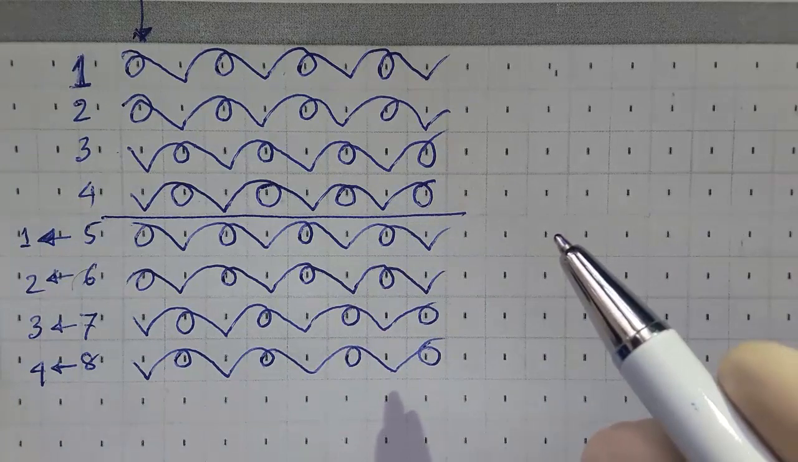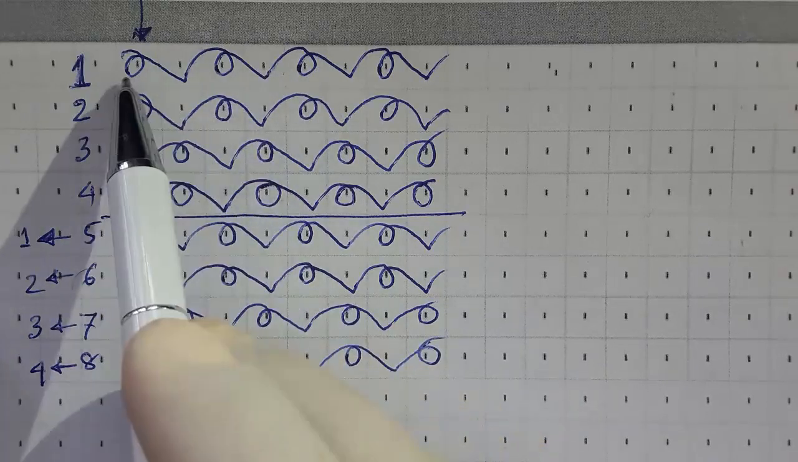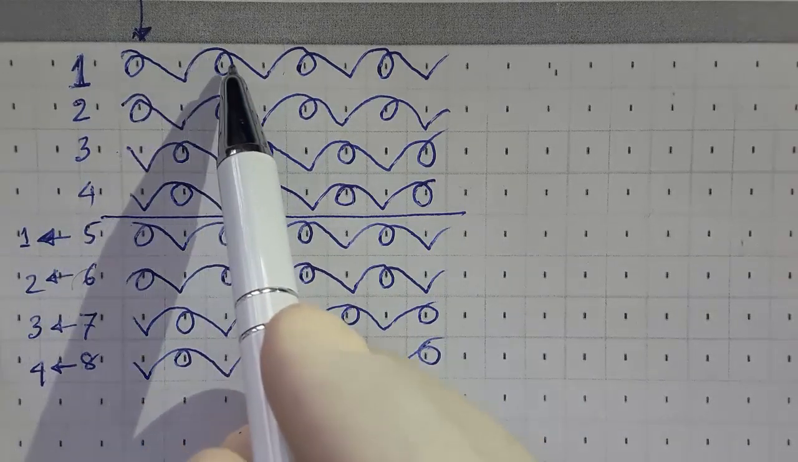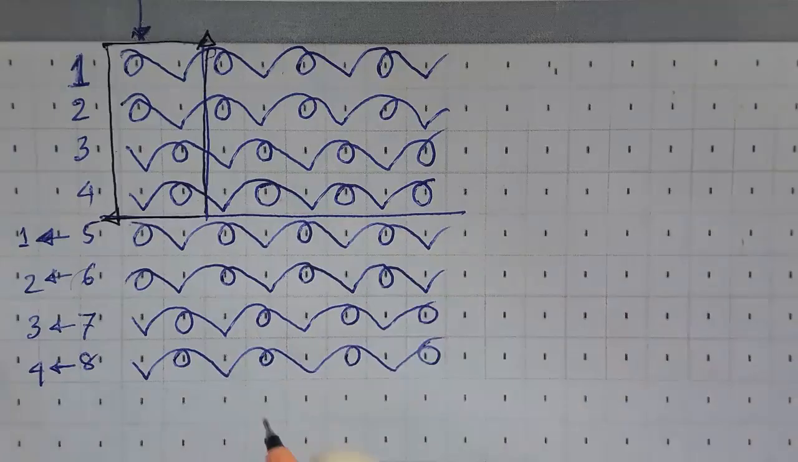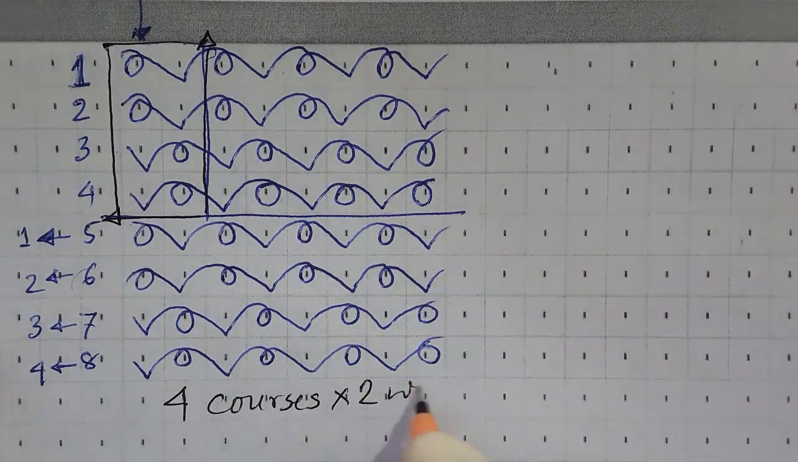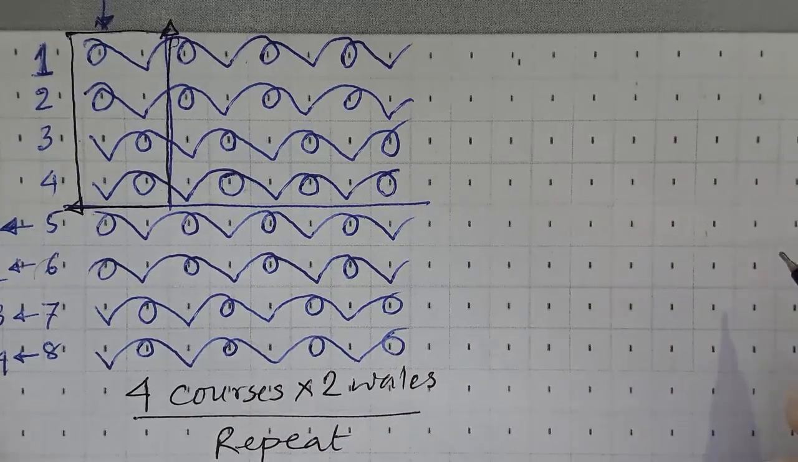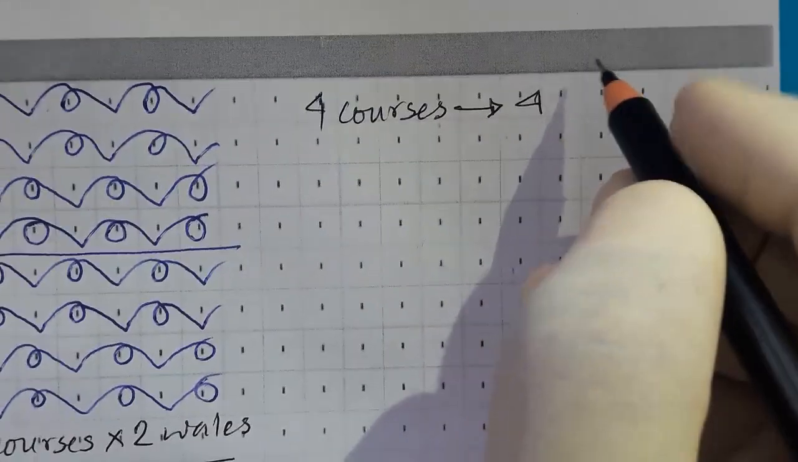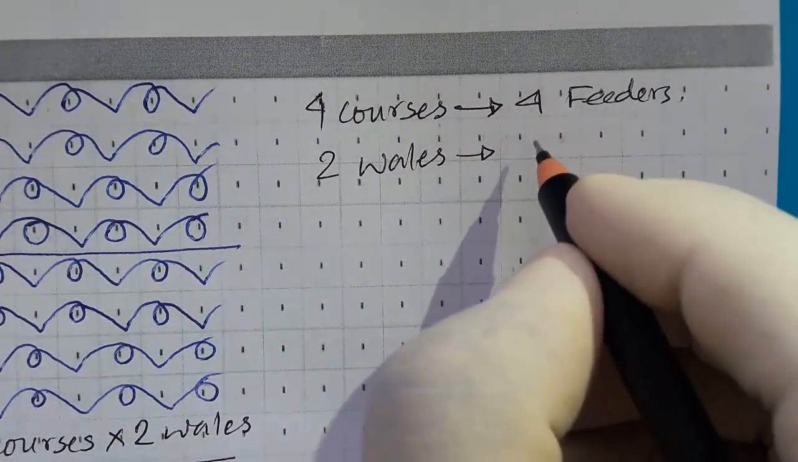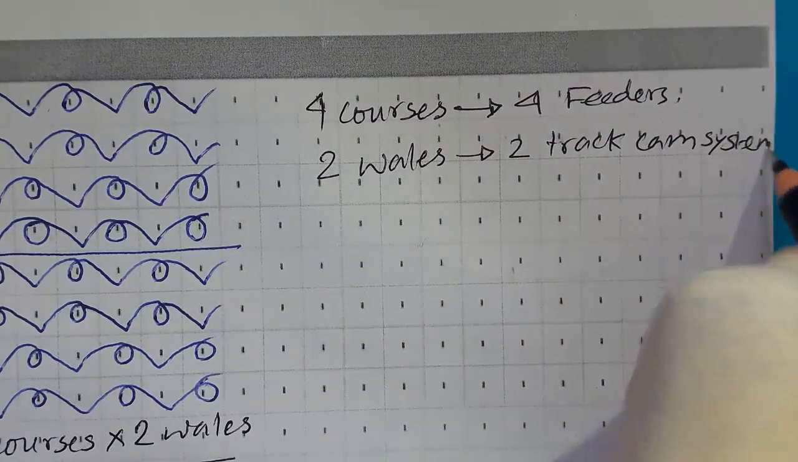Now we have to find the number of wales per repeat. As you see, knit, tuck, knit, tuck. So knit and tuck will be repeated again and again. So only 2 wales will be the repeat of this structure. So 4 courses and 2 wales is our repeat. Now from this repeat, we will find out the cam arrangement and needle arrangement for this structure. So 4 courses denote 4 feeders and 2 wales denote that a 2 track cam system will be required for this structure.